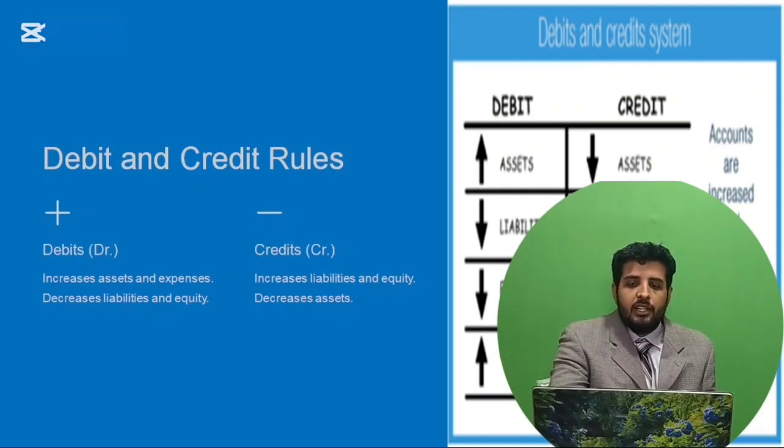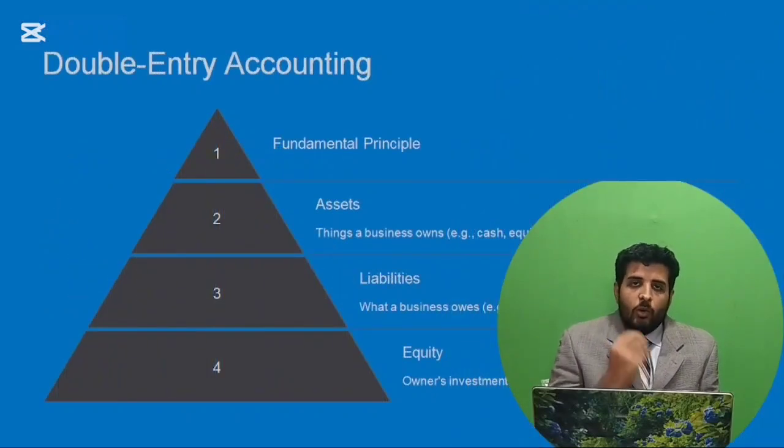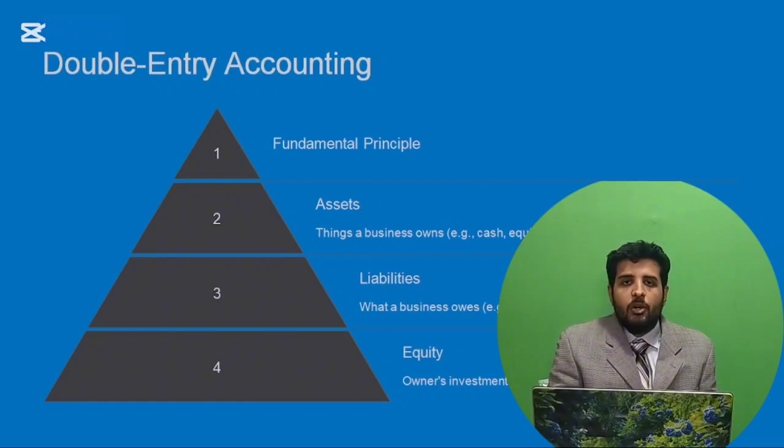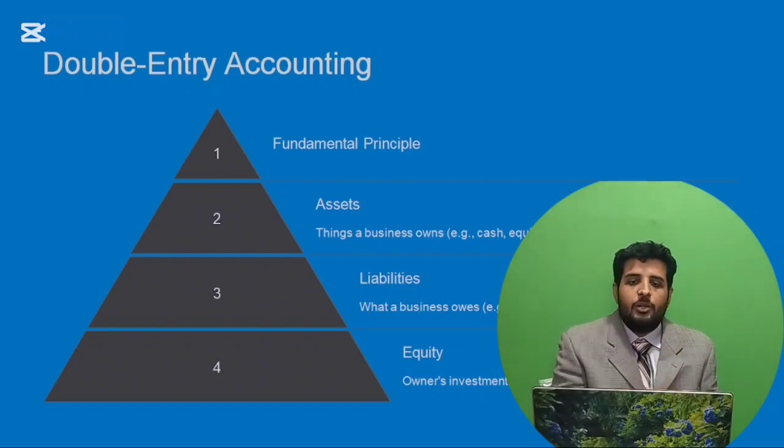So they remain in perfect harmony, or a balance, if you want to call it that. So then we move on to double entry accounting. Double entry accounting is the cornerstone of modern financial management, or modern accounting. It ensures that every financial transaction impacts two accounts, one as debit and the other as credit. So what are the key elements?